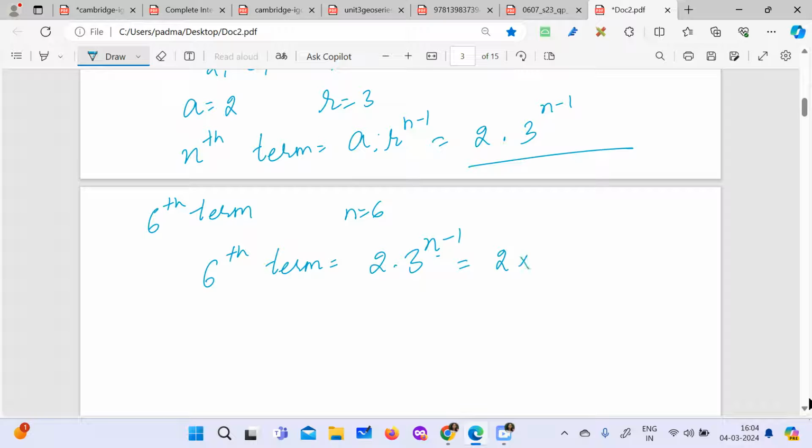So, 2 times 3 to the power of 6 minus 1, that gives you 2 times 3 to the power 5. Okay, so you will get here 2 times 243, that is 2 3 is 6, 2 4 is 8, 2 2 is 4. Is this clear to you? Yes, miss. No doubt? No.